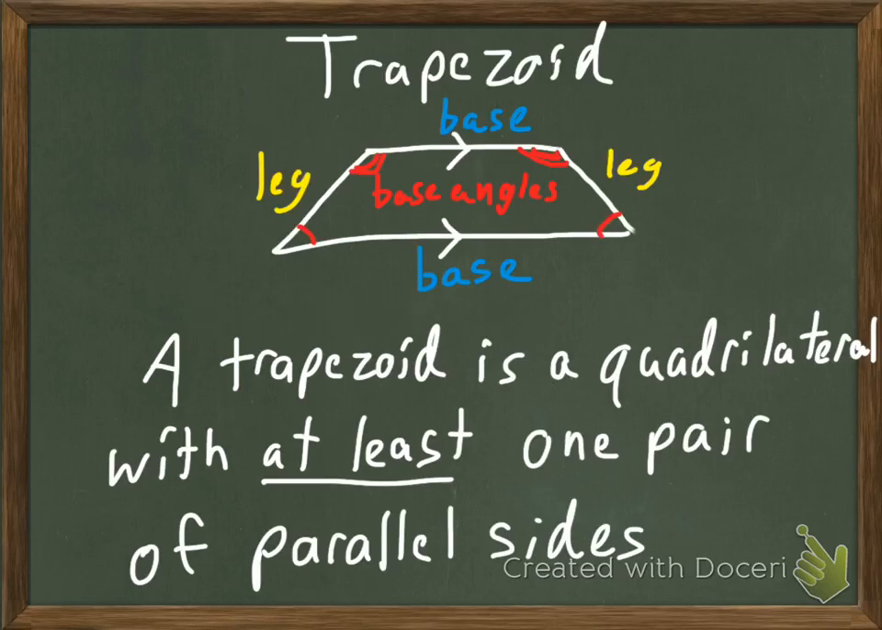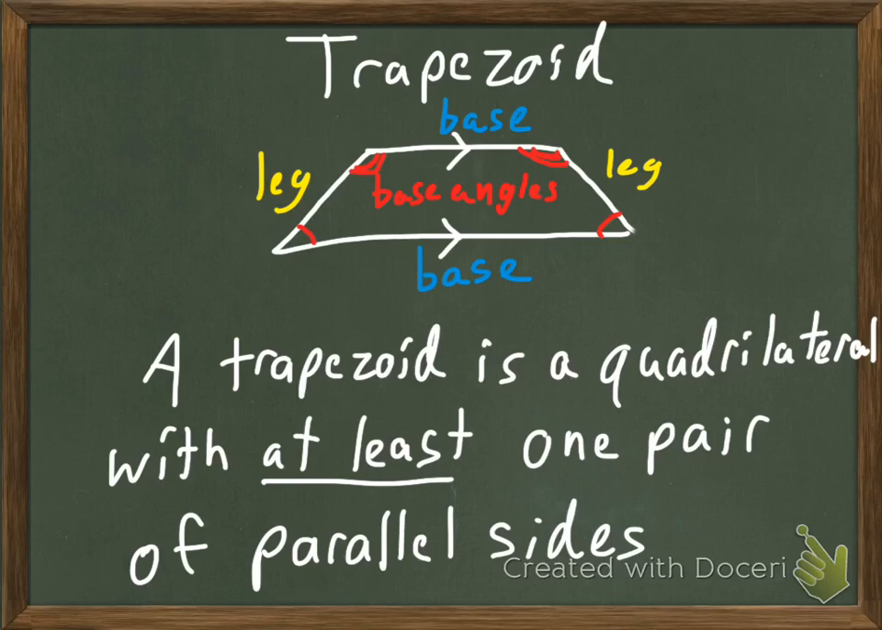Okay, this is a trapezoid. A trapezoid is a special type of quadrilateral. It's defined by having at least one pair of parallel sides. So you only need one pair.